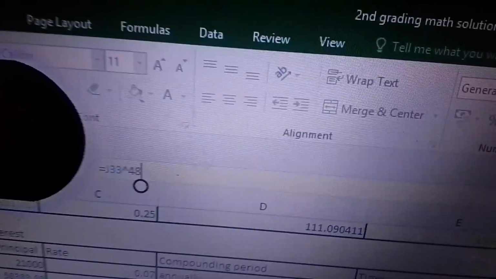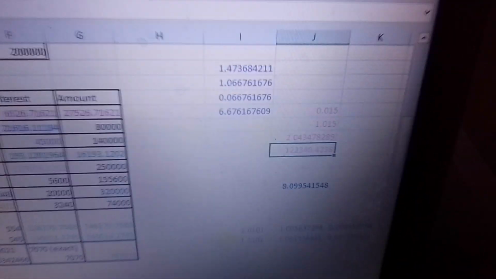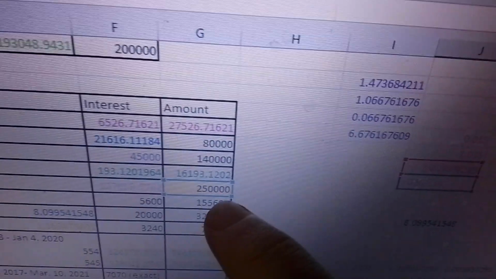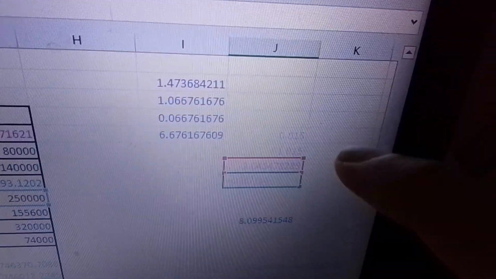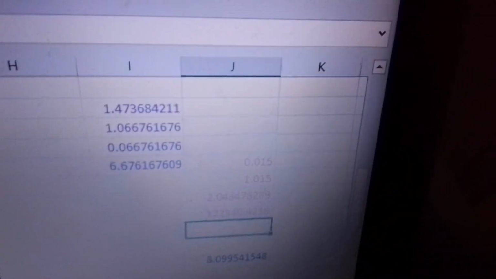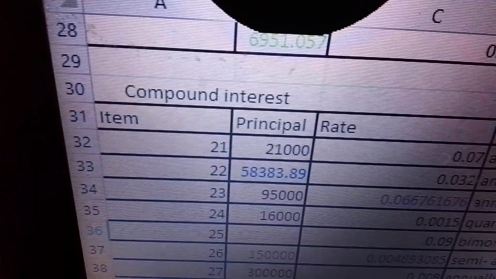And then to this one, I add 1, because that's the next step that we're going to do. Then this one, I raise to the t power, which is 48 because 96 months is worth 8 years. And then I divide the future value by my answer. So this is the future value, this is the answer I got, and that's supposed to be my principal. So therefore, this is my principal.